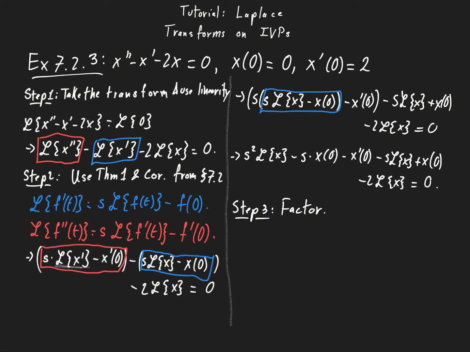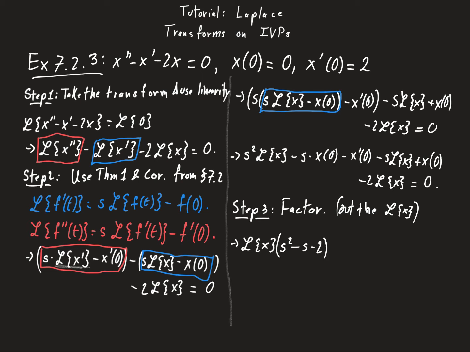Factor. Okay. So very specifically, what I want you to do is factor out the Laplace transform of x here. And this is going to give the following. We're going to get the Laplace transform of x times, and here, what do we have? We have an s squared, we have a minus s, and we have a minus 2.